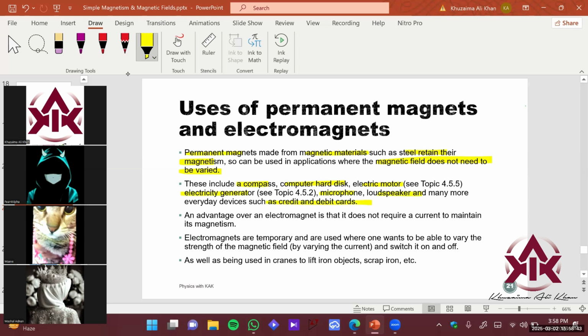So now, what is the advantage of an electromagnet? That we can control it, we can turn it on and off almost instantly. So the advantage of an electromagnet is that it can be controlled. But what is the disadvantage over here? It cannot retain magnetism for long enough time.